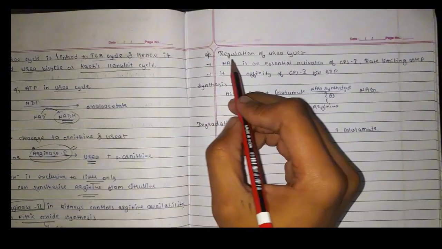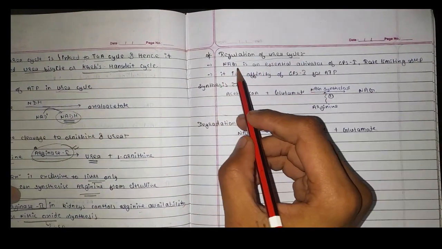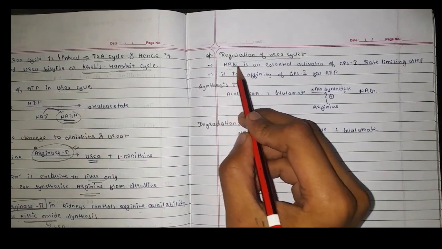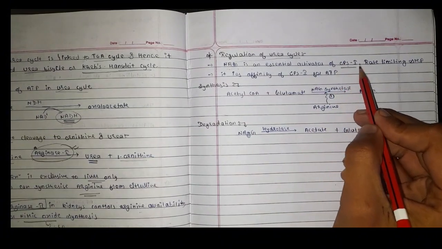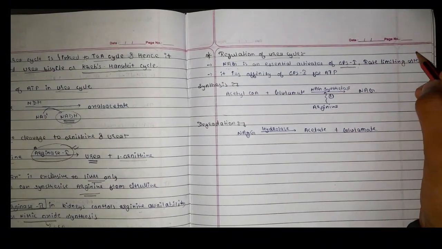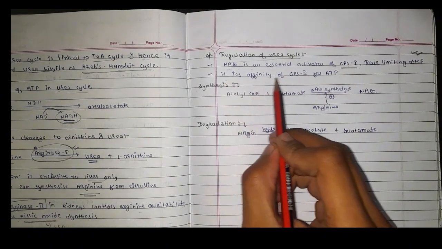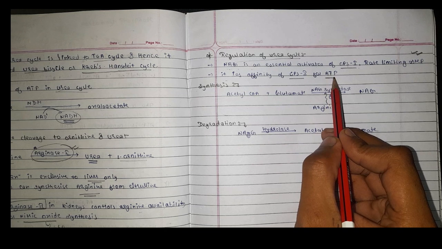Now we will discuss about regulation of urea cycle. NAG, N-acetyl glutamate, is an essential activator of CPS1, carbamoyl phosphate synthetase 1, and as we already discussed, it is a rate limiting step. It increases affinity of CPS1 for ATP.